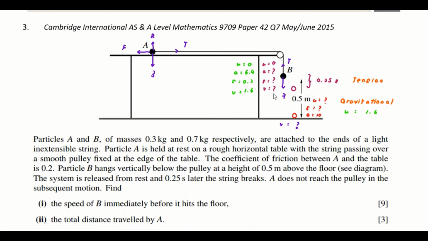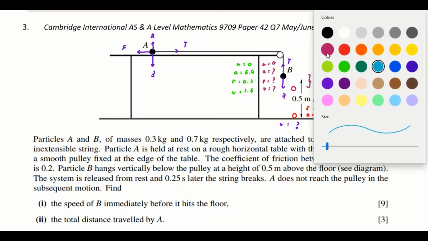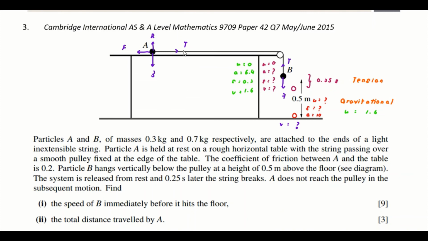So for this purple color one, let me try to erase this. Okay, so A will actually move to here for the first stage. Am I right? How much B moves will be exactly how much A moves. So that's why the distance here will be 0.2 as well, because they are connected by the string, and the string is always taut. Then for the second stage, what happened is that when the string breaks, do you think this particle is still moving?